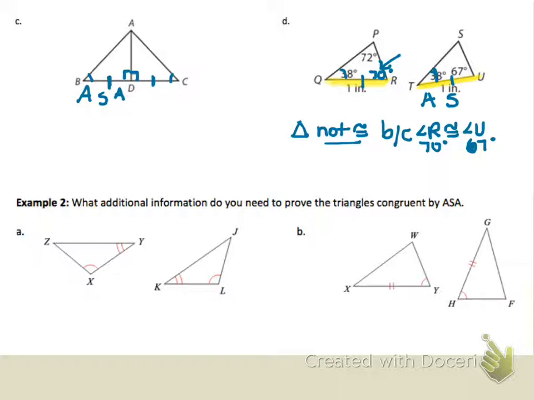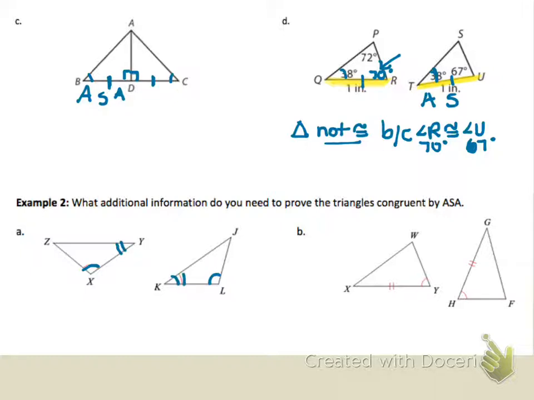Now, these next examples ask a little bit different question. This time they say, what additional information do you need to prove the triangles are congruent using ASA? So if we wanted to establish these were congruent using angle, side, angle, what additional piece of information would we need? Well, you can see in the first pair, we've got two pairs of angles marked congruent. We have this angle and this angle, right? We have these angles at Y and K. So we need a side, but which side?